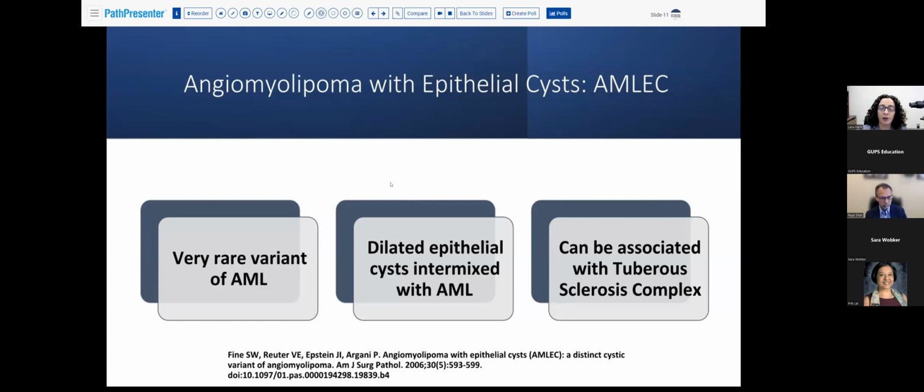It's a very rare variant of angiomyolipoma that is composed of dilated epithelial cysts intermixed with usually a predominantly spindle cell angiomyolipoma. Both of these tumors, MEST and angiomyolipoma with epithelial cysts or AMLEC, tend to be benign. So why is it important to distinguish them from each other? The importance lies in the association of AMLEC with tuberous sclerosis complex. When you see an angiomyolipoma with epithelial cysts, clinical correlation needs to happen to make sure that the patient does not have tuberous sclerosis complex, because that will affect the patient as well as his or her family.